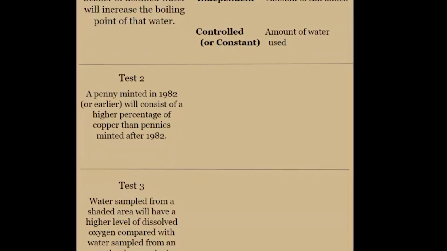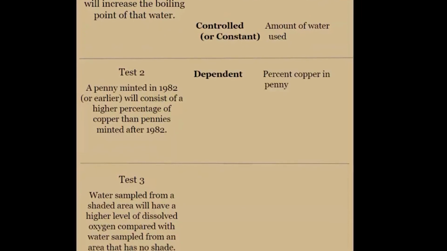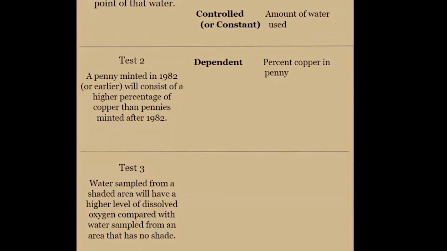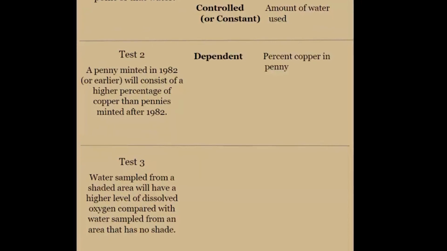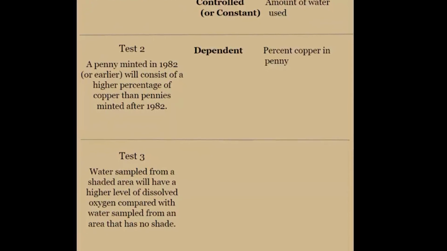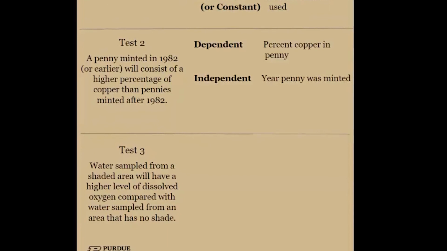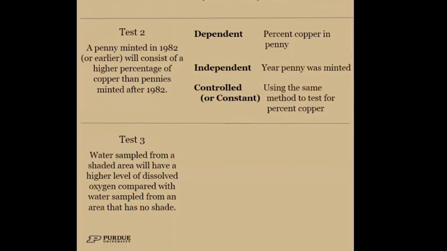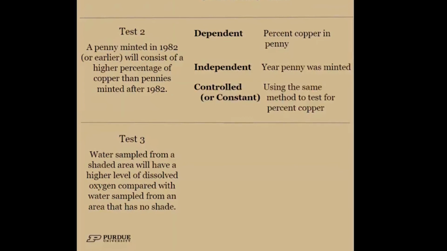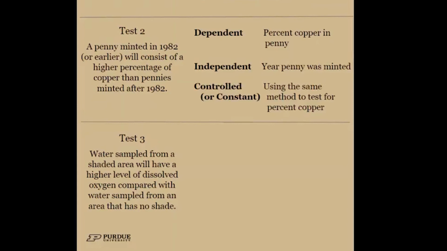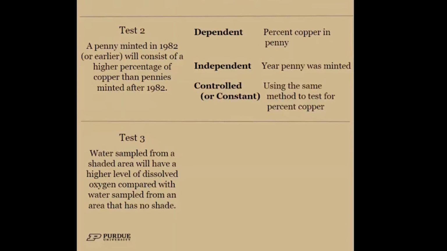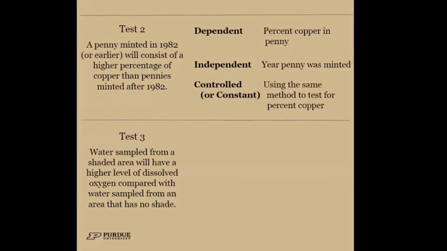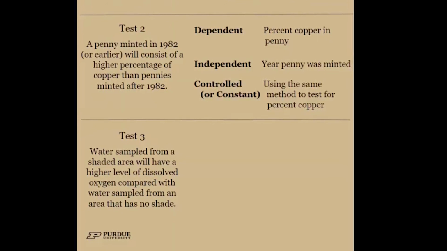So if I think about my dependent variable, I'm looking at the percent of copper within those pennies. That is going to depend on the year that they were minted. So my independent variable for this is going to be the year that the penny was minted. I can't control when that penny was minted, but I can control the sample that I'm using. So I can choose pennies just looking at the date. And then for the control, there are going to be several controls in place, but one is that I'm using the same method to test the percent copper.